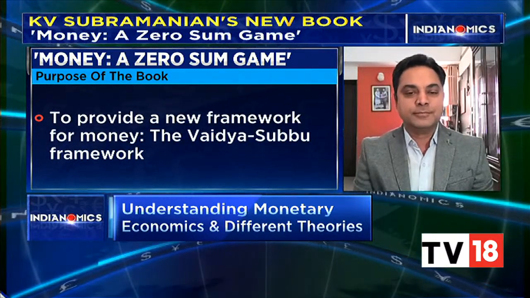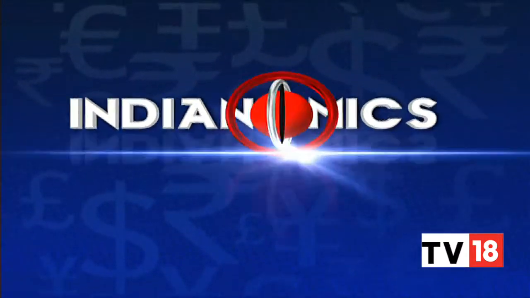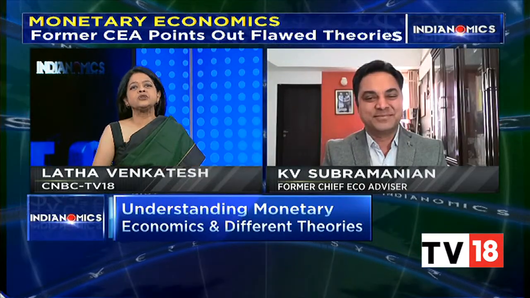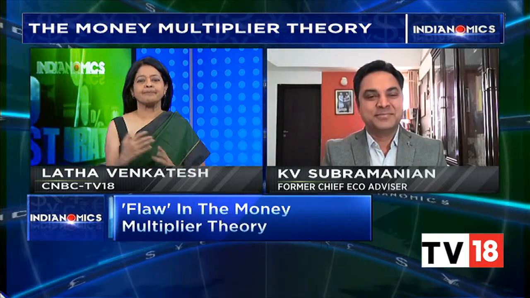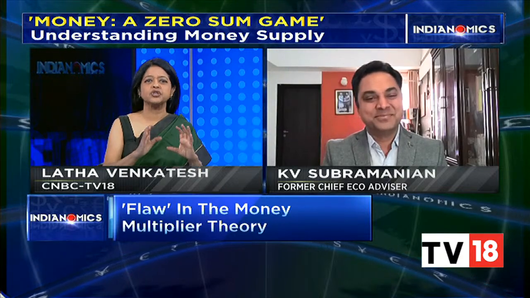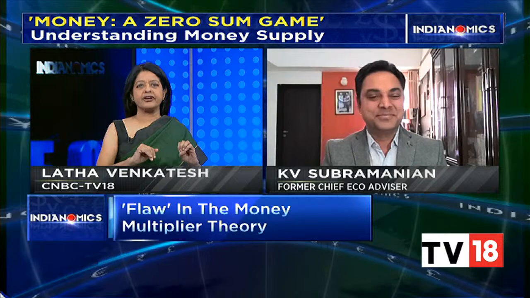Okay, now let me take theory by theory that you demolish. The first flaw that you point out is the concept of money multiplier. Now, how did we understand money multiplier back in the college days? If CRR, cash reserve ratio, is 4%, that is 4 by 100, money multiplier is ulta, it is 100 by 4, that is, it should be 25.